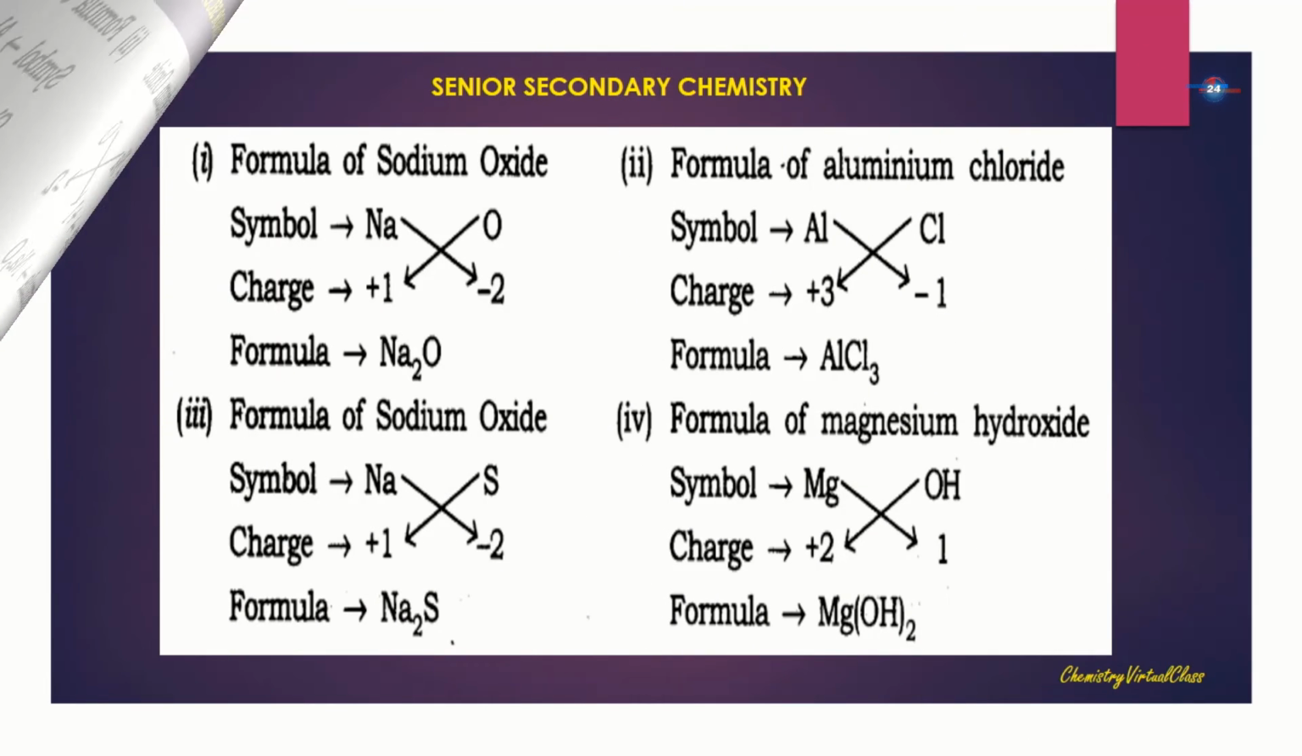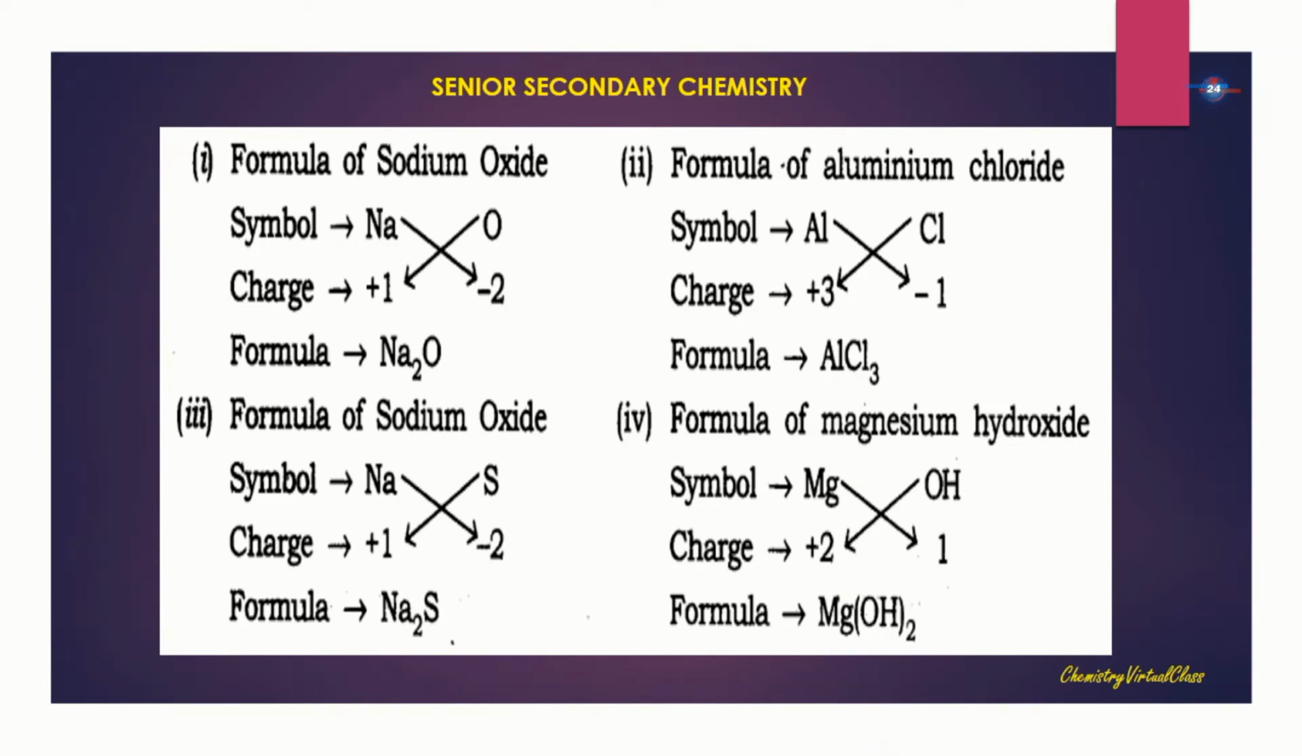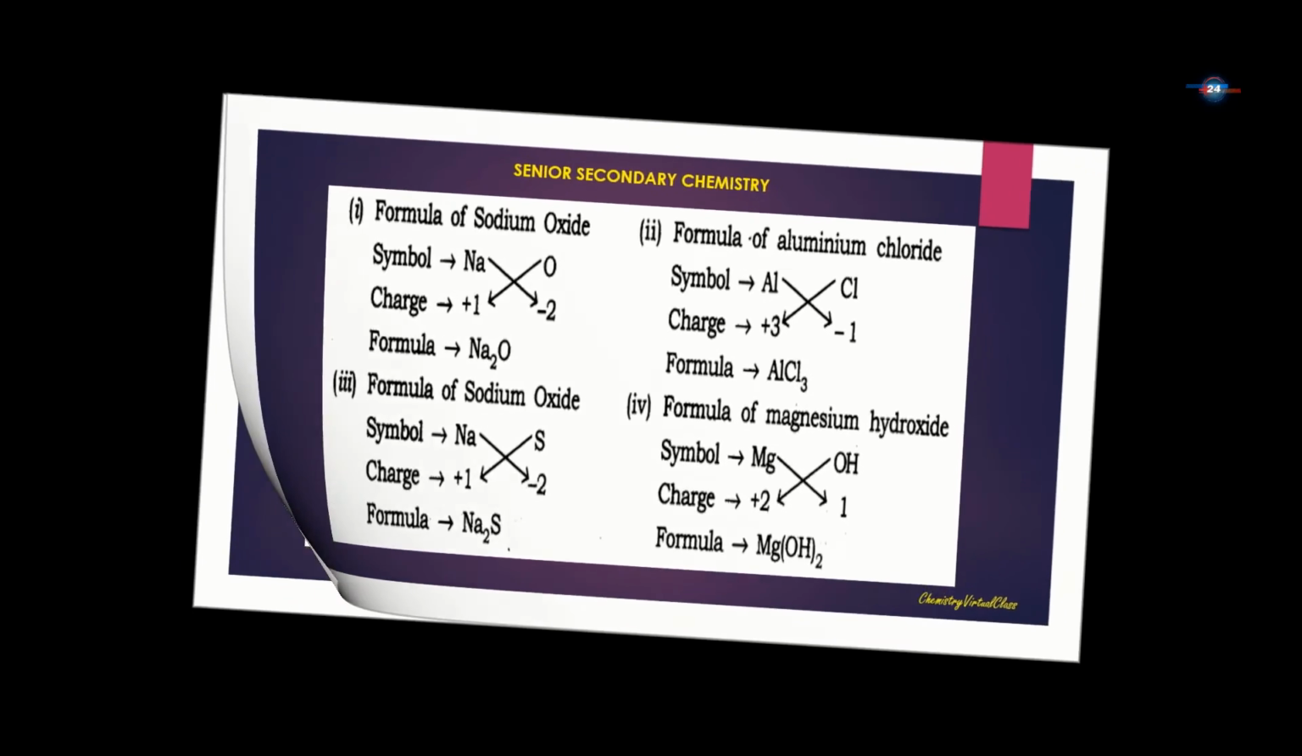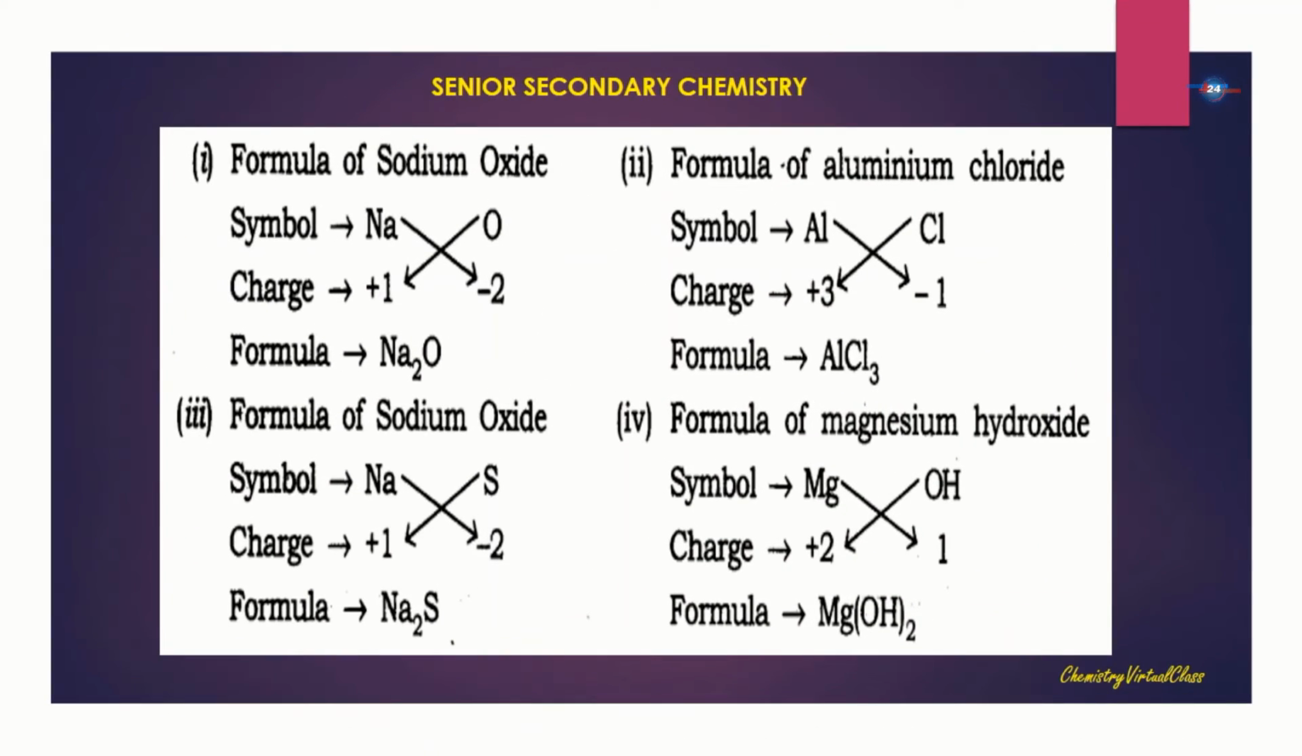Magnesium hydroxide. Now, for magnesium hydroxide, you can remember that magnesium has a valency of 2, and the hydroxide radical, the hydroxyl ion or hydroxide ion, has a valency of 1. So when you interchange, 2 goes to hydroxide, and that's a radical, you have to bracket it, and 1 goes to magnesium. Therefore, magnesium hydroxide is Mg(OH)2. You have to bracket the hydroxide because it is a radical.